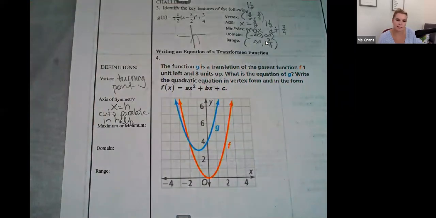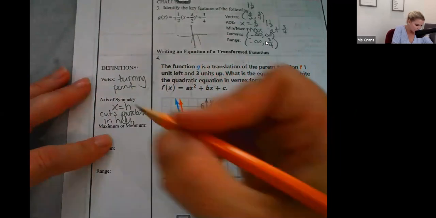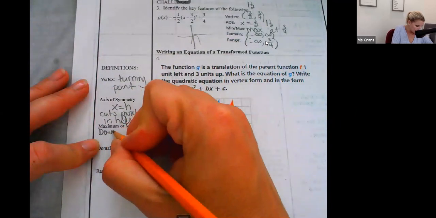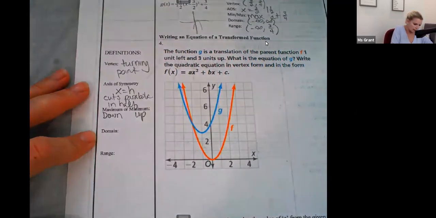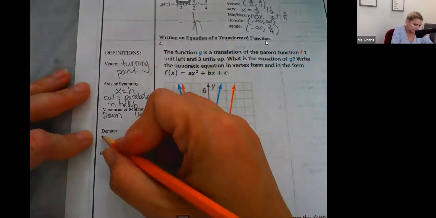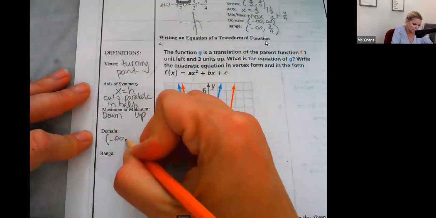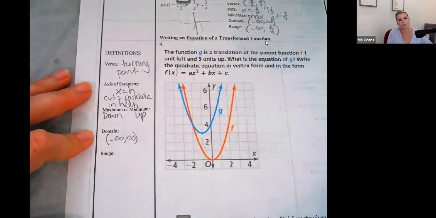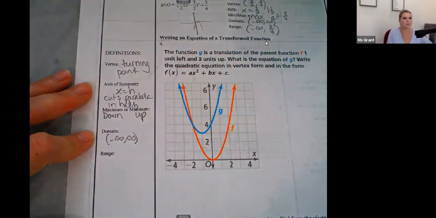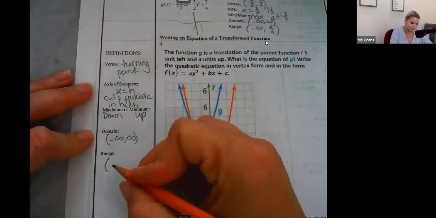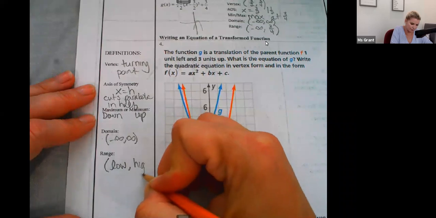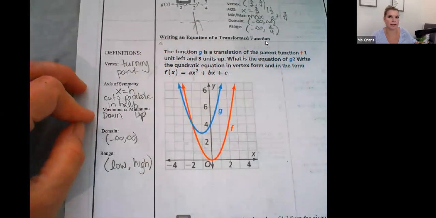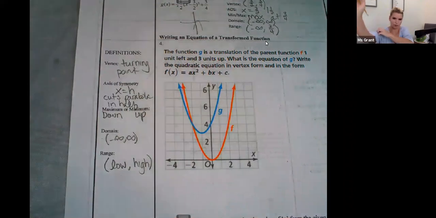Max or min depends on if it's upward facing. It has a maximum if it's downward facing. It has a minimum if it's upward facing. Domain for parabolas is always all real numbers. But the range depends on if it's upward facing or downward facing. So that kind of is dependent, but I can say that it still goes from low, comma, high. And there's always going to be infinity somewhere in this. All right.